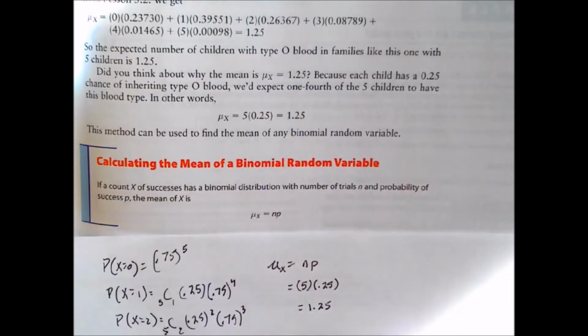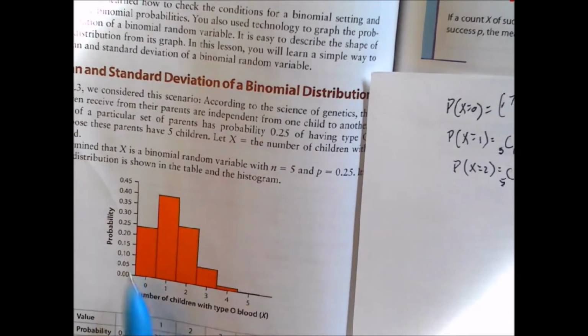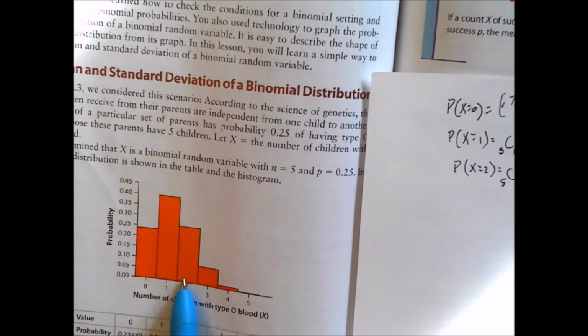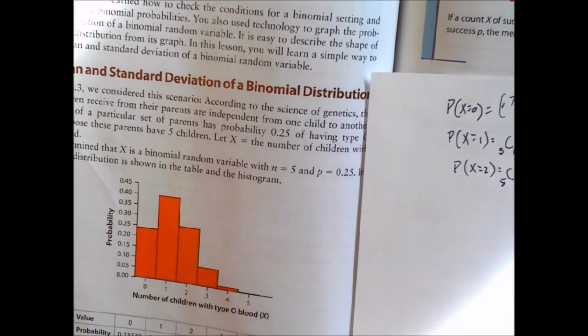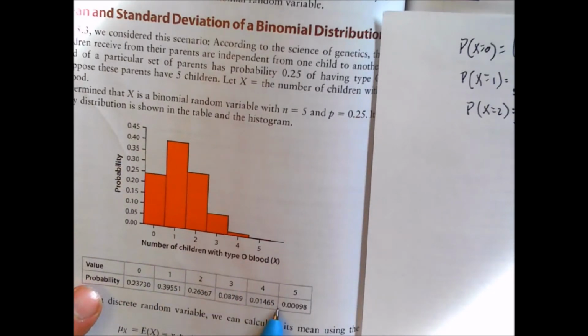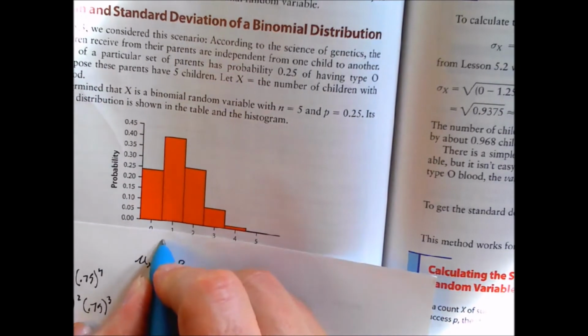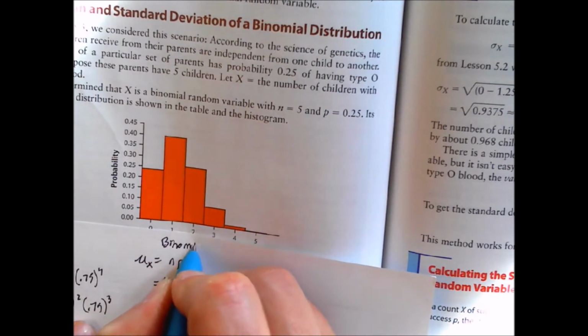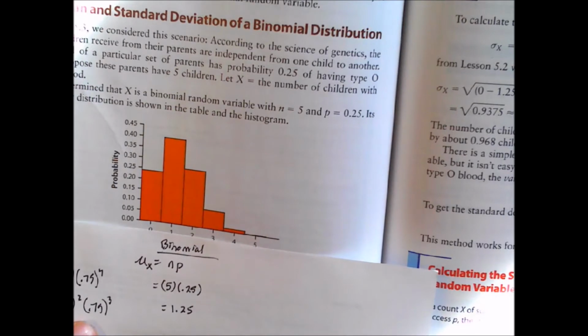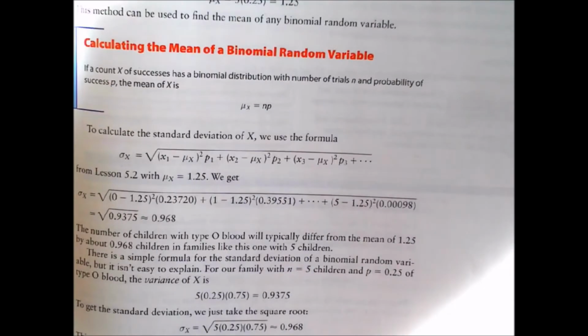So if you think about where the middle or the mean of this distribution is, you can look at an estimate, between 1 and 2 probably, right? You can find it by taking this times this, etc., and adding those together, or just find n times p. Now this only works if it is a binomial. Okay, if it's a binomial, you can use n times p.